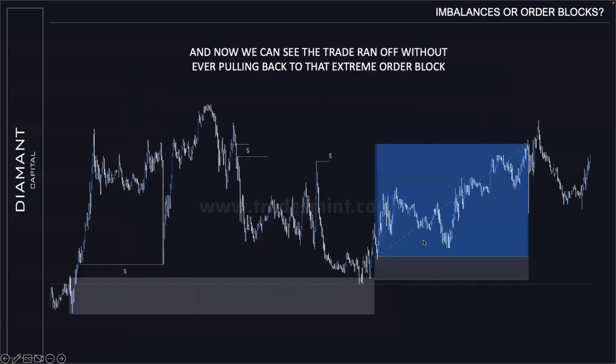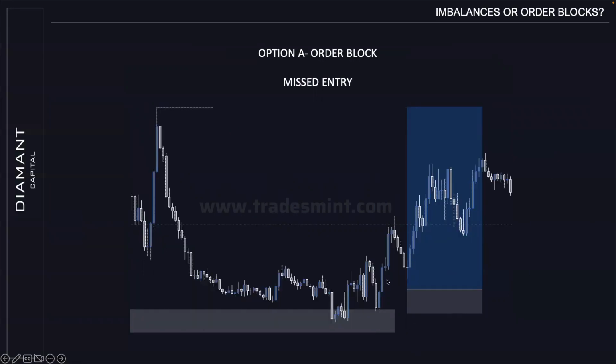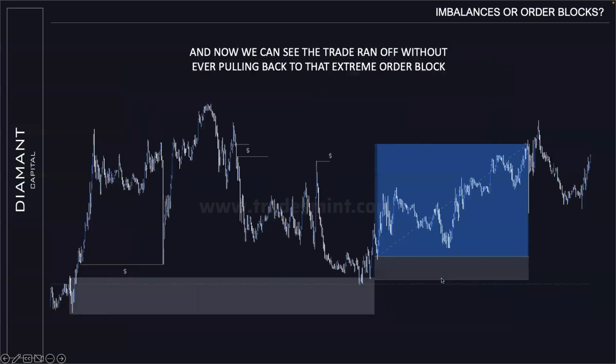Option B. Instead, it actually just respected the imbalance, as you can see. So it went upwards, reversed a bit downwards into that imbalance. So how could you have entered? This is what it would have looked like if we had entered from the imbalance.